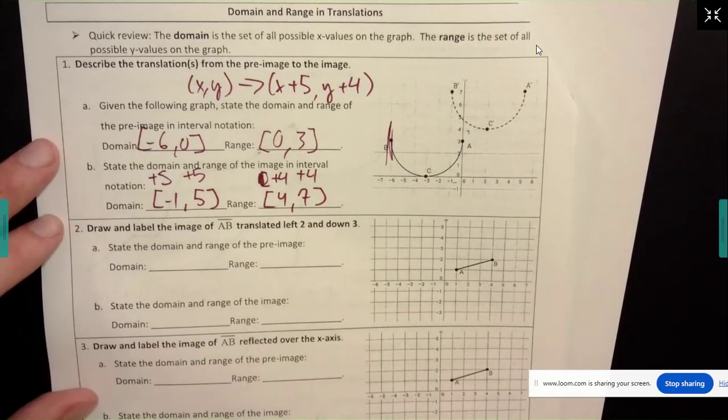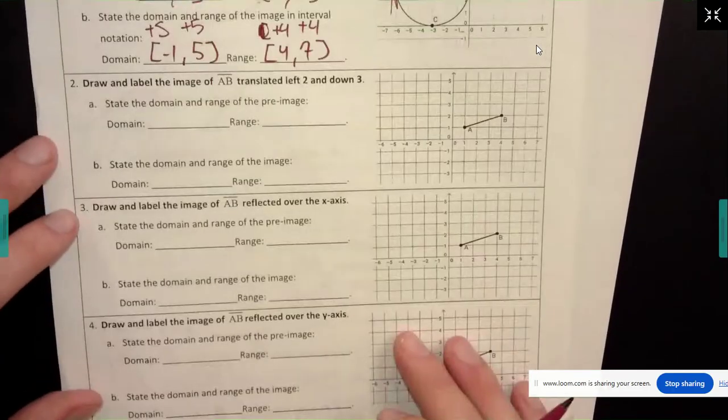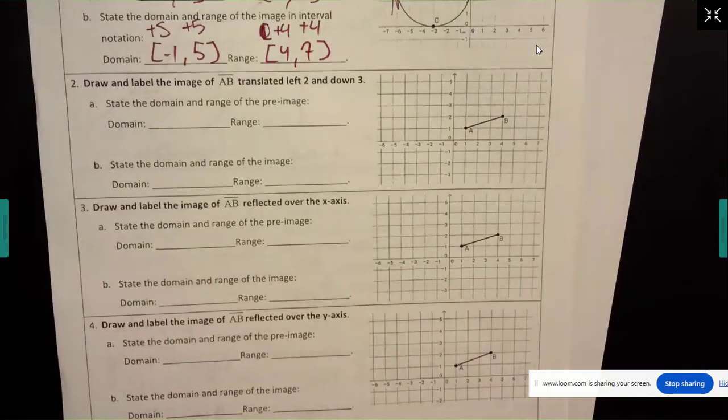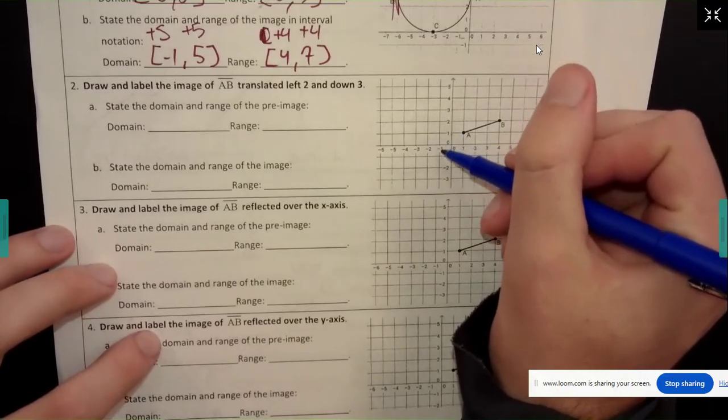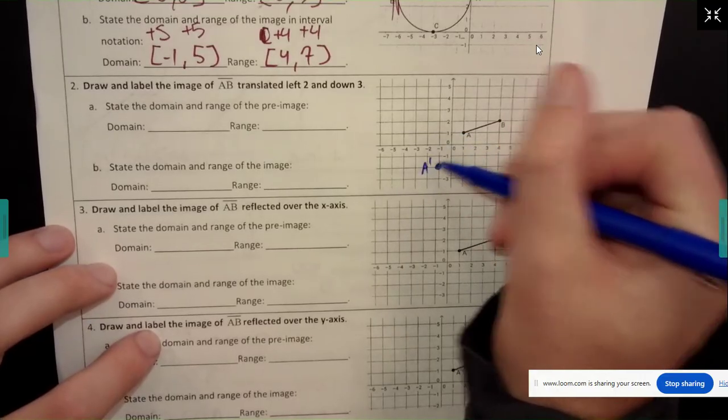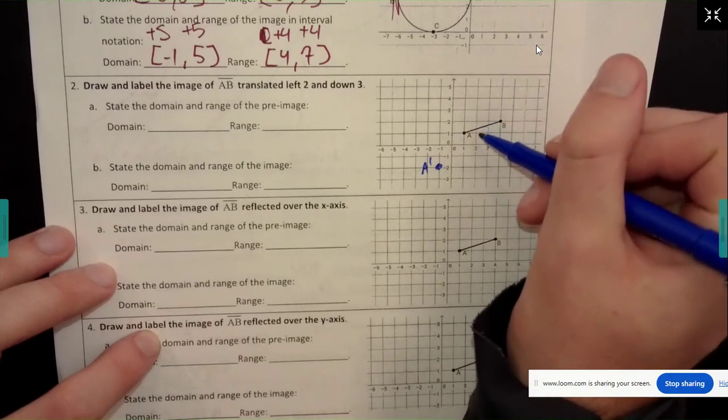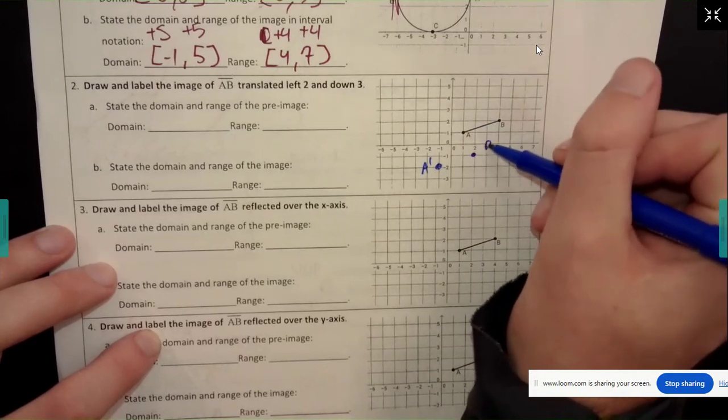Let's look at this one. It says, draw and label the image of AB translated 2 to the left and 3 down. Left 1, 2, down 1, 2, 3. That's my A prime. Left 1, 2, down 1, 2, 3. That's my B prime.